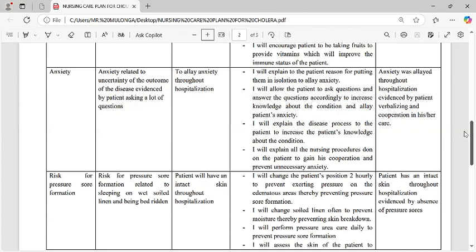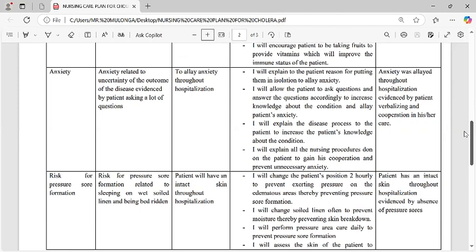So our interventions are, I will explain to the patient the reason for putting them in isolation to allay anxiety. So the first point is that when this patient comes into your ward, you have to put them in isolation because they're a cholera patient. So you have to explain that the reason why we have put you in isolation is because you are infectious. You can infect other people with cholera.